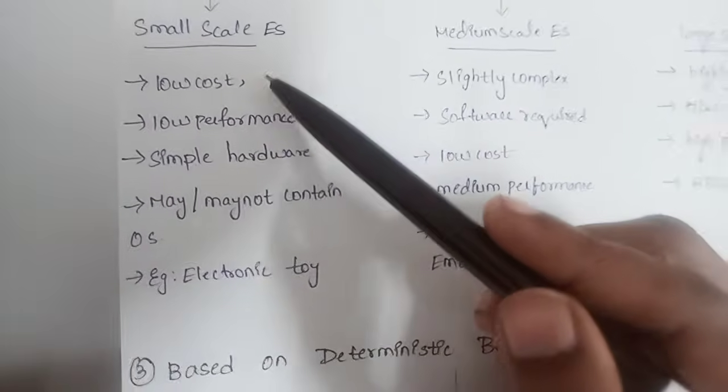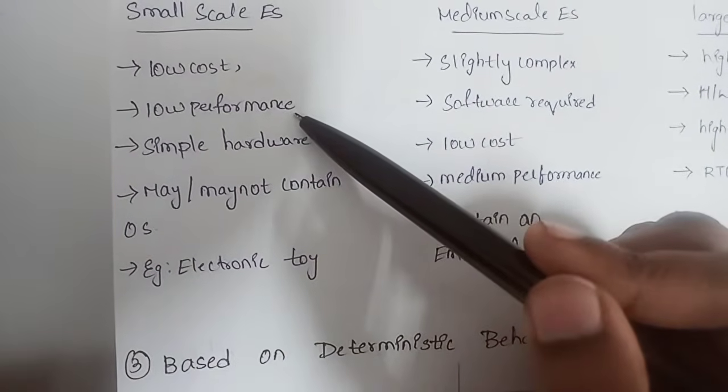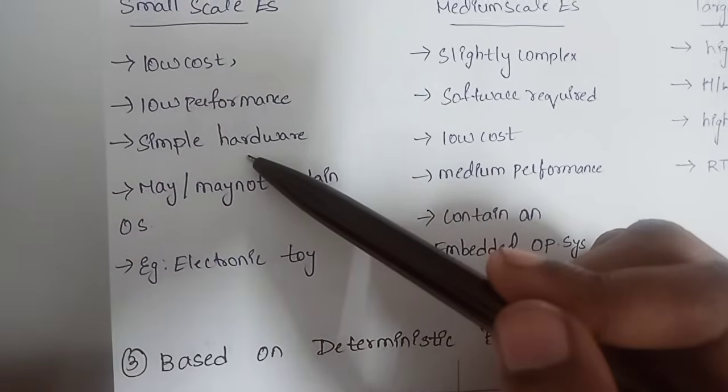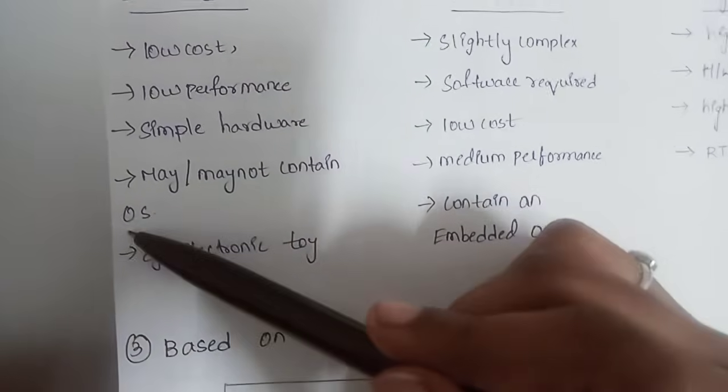On going to the small scale embedded system, it is of low cost with low performance, means low performance means low output, simple hardware, but it is easy to construct, and it may contain or may not contain the operating system. Example is electronic toy.